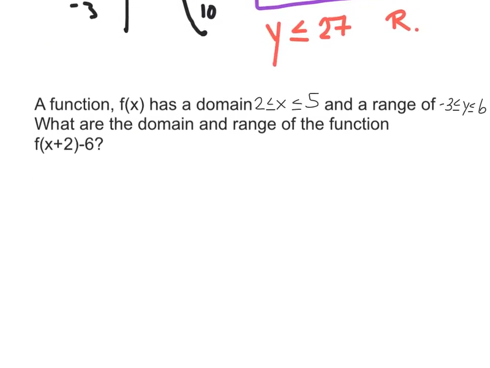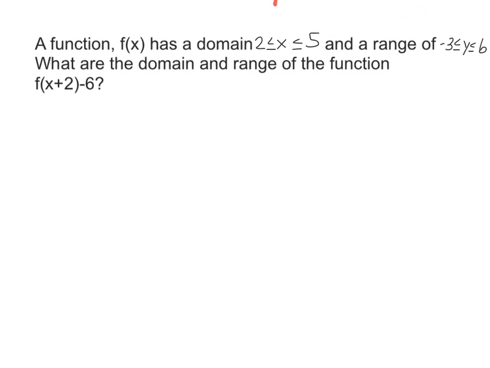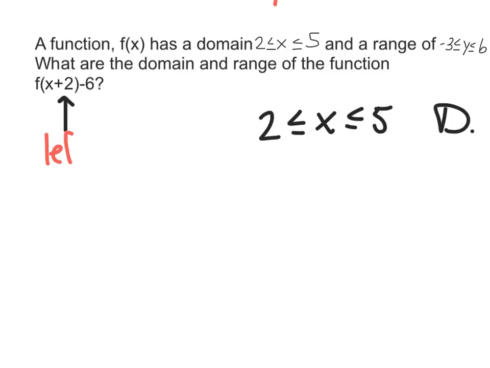Let's try another one. A function has a given domain 2 to 5 and a range -3 to 6. What are the new domain and range of this function? Well, again, domain is my x values, and that's my horizontal shift. Where am I shifting everybody? I'm going to go left 2.